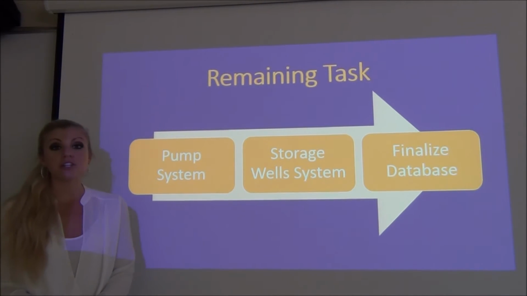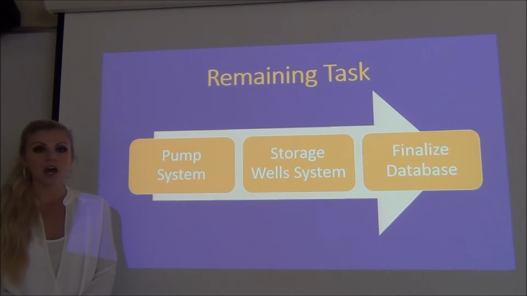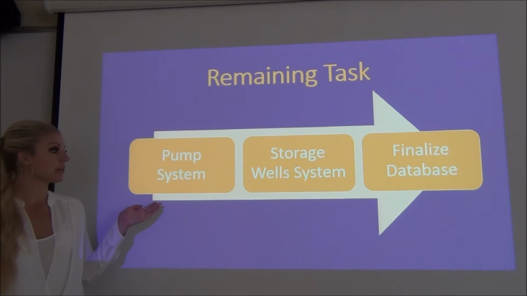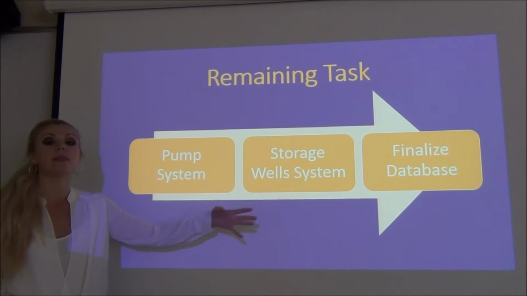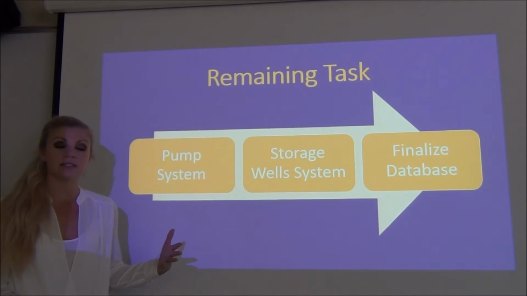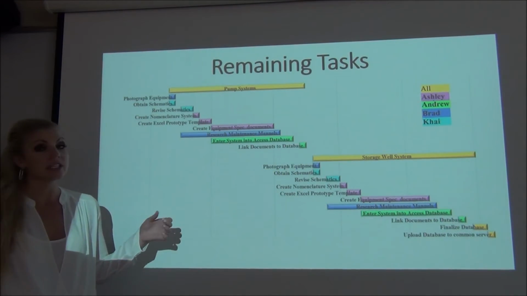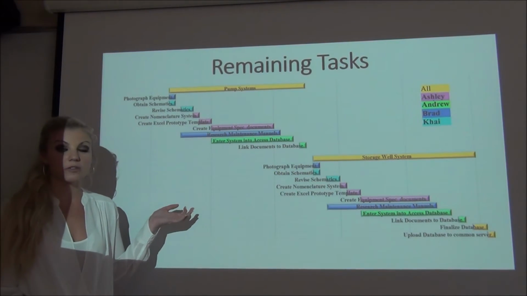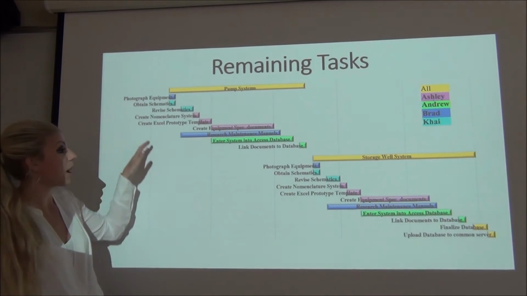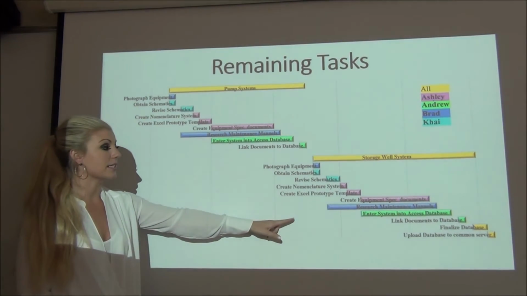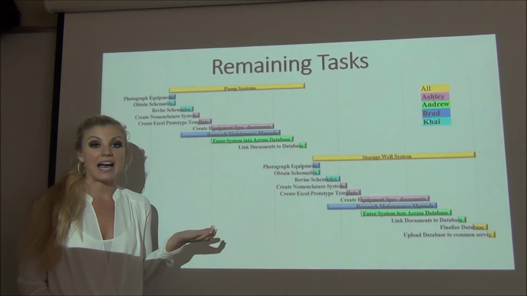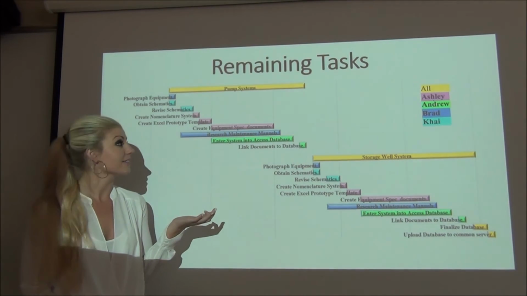So we still have 2 of the 4 systems to complete. We still have to complete the pump system and the storage well system, and then we're going to work on finalizing our database. If we go to the next slide, we can actually see the remaining tasks from our Gantt chart from last semester. We can see that we have the pumps system left, the storage well system, and we can see what individual tasks are still present within each system.